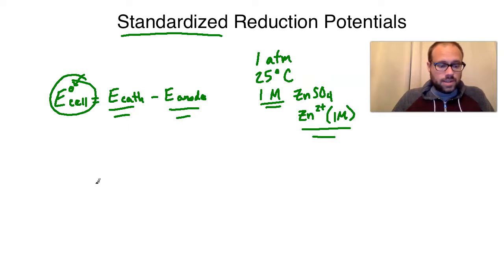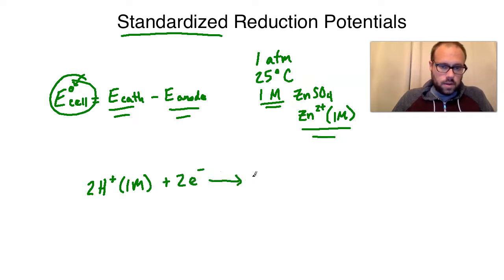All right, so it turns out that hydrogen is what the community has accepted as the 0 point. So 2H+ in a 1 molarity solution plus 2 electrons going to H2. All right, now H2 is normally a gas.